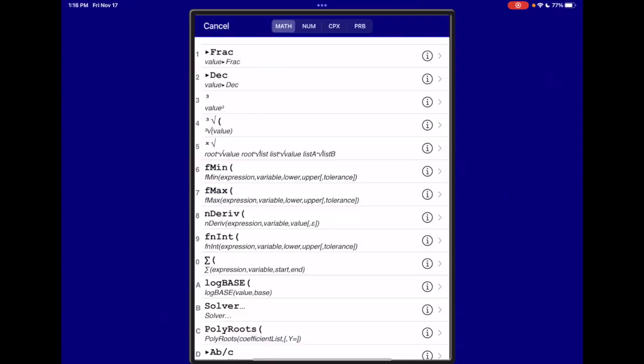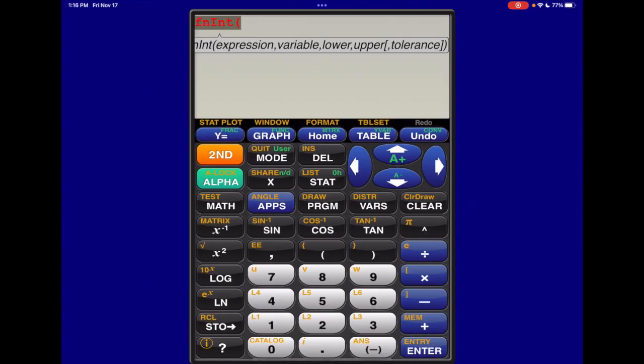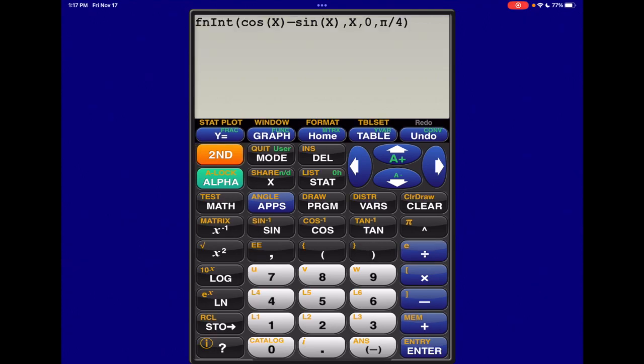So we're going to go to math and fnInt, and our first integral is cosine of x minus sine of x. Make sure you close the parenthesis after each trig function, and then comma, the variable is x, and the limits of integration on the first one were from 0 to pi over 4. So that's going to be our first integral, and then we can just go straight and add the second one.